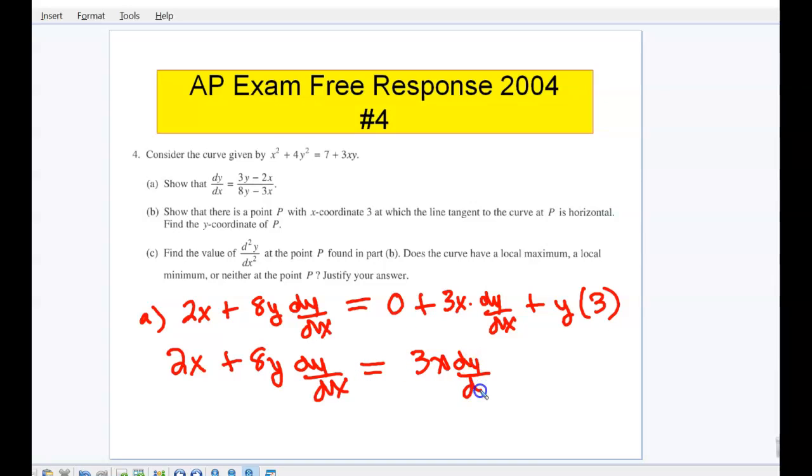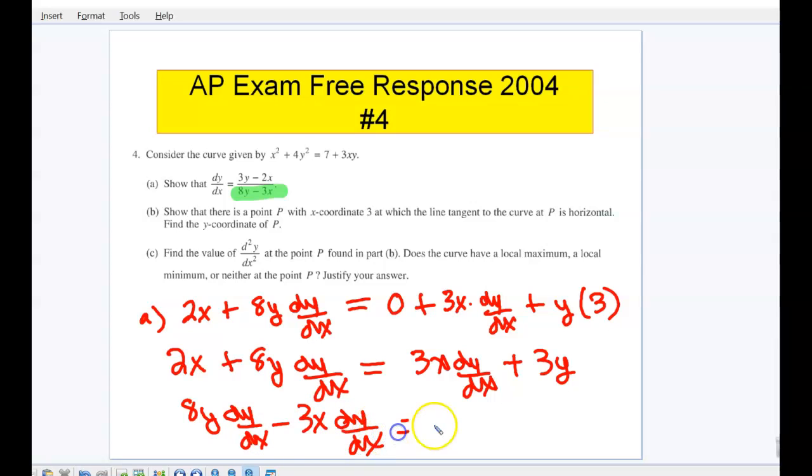And if you notice, in my final answer here, they have 8y minus 3x on the bottom. So I'm going to bring the 3x dy/dx to the left. I'm going to collect all my dy/dx's on the left. So 8y dy/dx minus 3x dy/dx. And I am going to subtract the 2x to the other side. So notice I have my numerator right here on the right side.